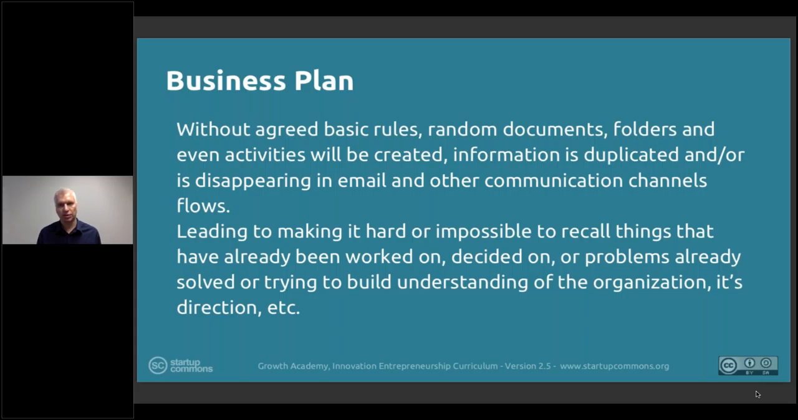Again, it's not only about what's external, and not only what's done for customers. The big part of being able to scale a business and scale an organization is to take care of the growth of the organization itself.